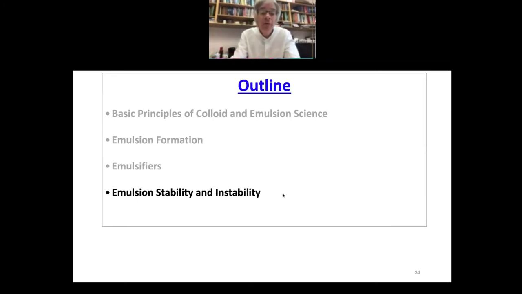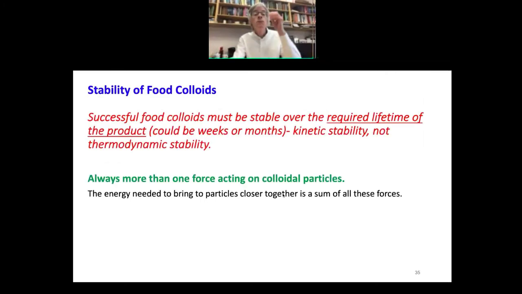Okay, so now I'll move into emulsion stability and instability. As a general statement, successful food colloids must be stable over the required lifetime of the product. Now, we need to define that because homogenized milk might be a couple of weeks, 2 or 3 weeks. But if we're making something like a Bailey's Irish Cream, for example, it might be a year, and it might be a year under ambient temperature conditions.